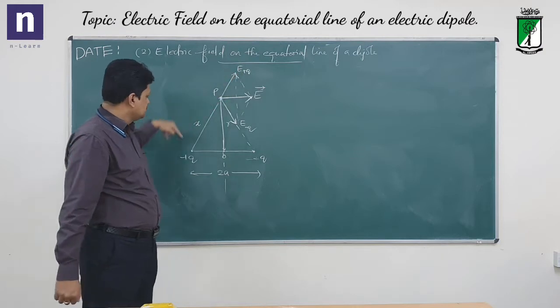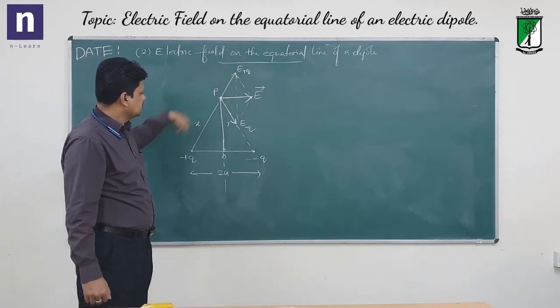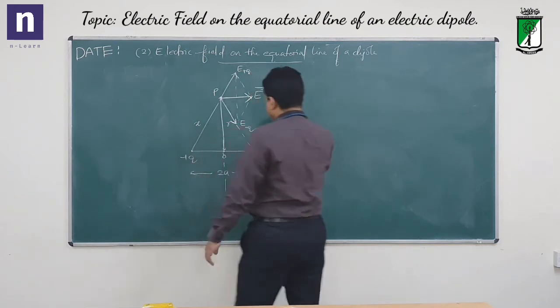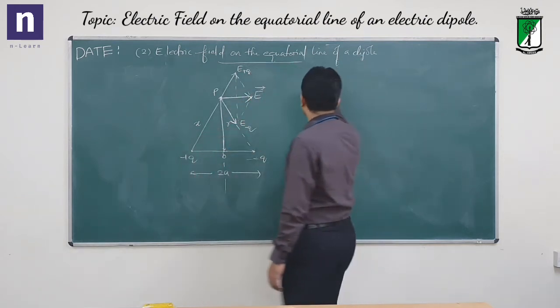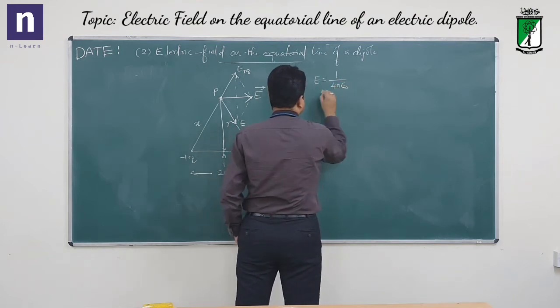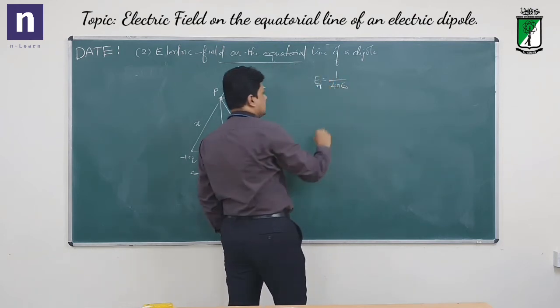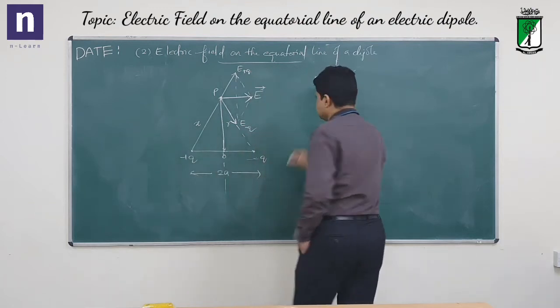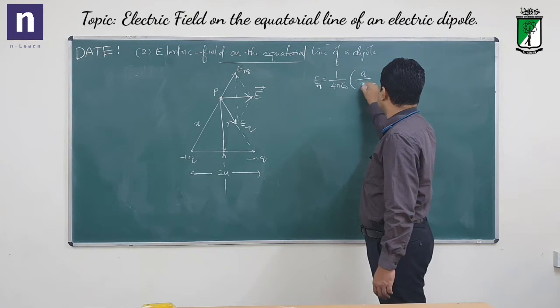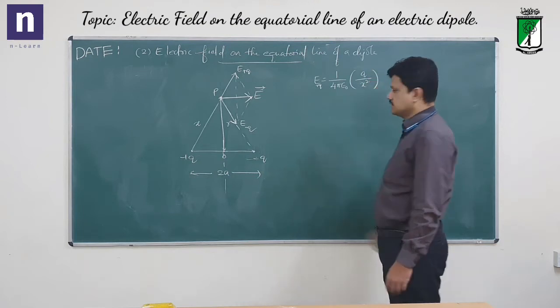What is this E plus Q? The electric field due to plus Q at a distance x. So how much is that? First, the electric field at P due to the positive charge: E plus Q is equal to 1 by 4 pi epsilon naught into charge divided by distance square, which is Q divided by x square.